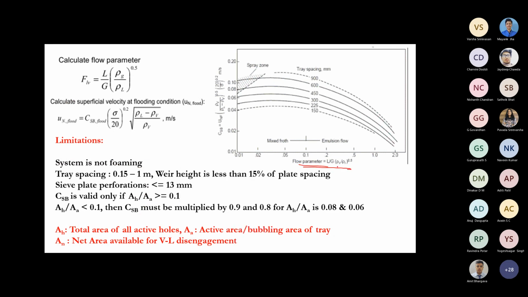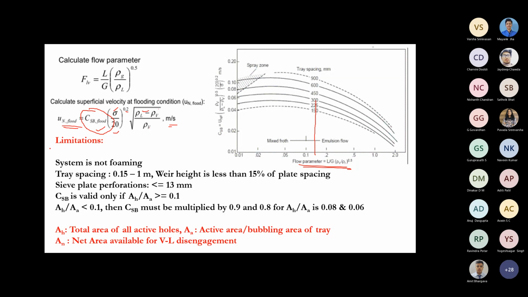So you have to calculate the flow parameter, then fix the tray spacing. Then, for tray spacing, you can assume 45 centimeters initially, in the range of 45 to 60 centimeters. Then you can calculate the CSB constant, that is the Souders-Brown constant. Then substitute here: liquid surface tension divided by 20, power 0.2, and rho L, rho V, you can calculate. So this is the flooding condition. This is the maximum velocity at which it has to be operated.